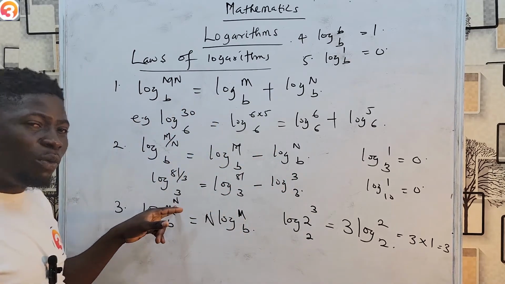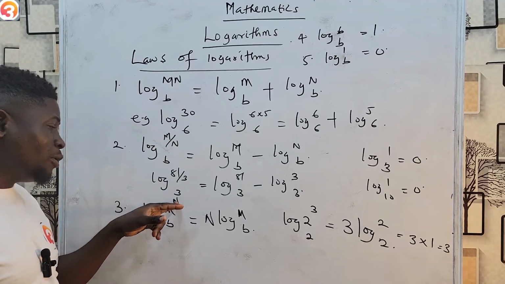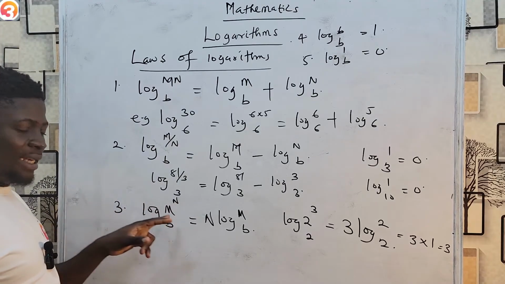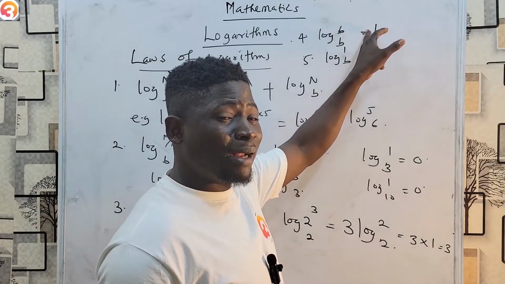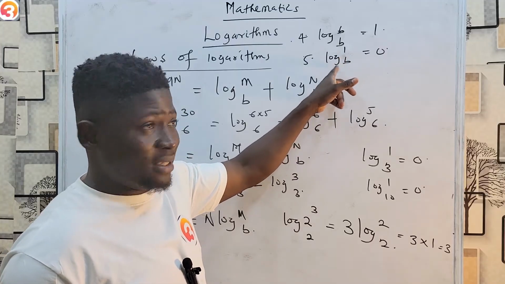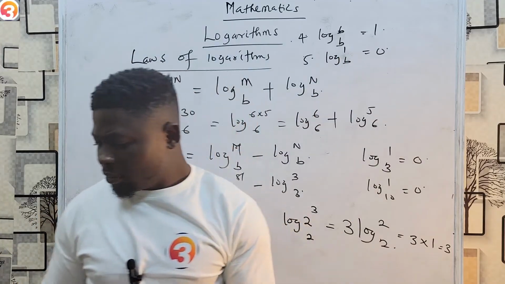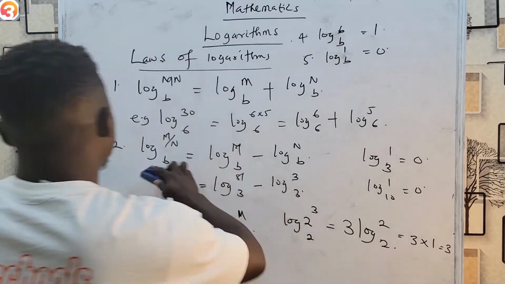If you're having a power on top of the number, you bring the power to the back of the logarithm, n log m base b. The logarithm of a number to the same base will give you 1, while logarithm of 1 to the base is 0. So having seen this, we're going to see how to simplify logarithms.